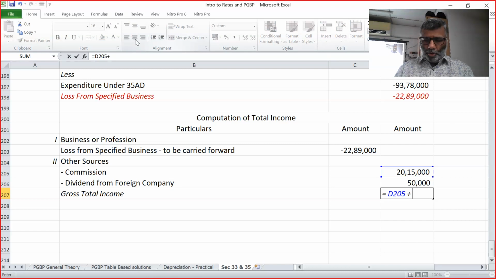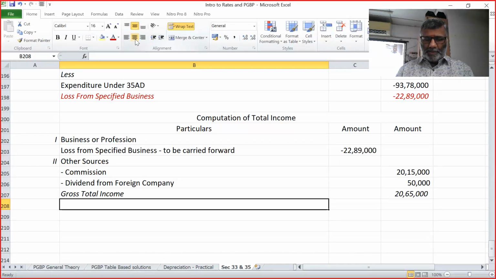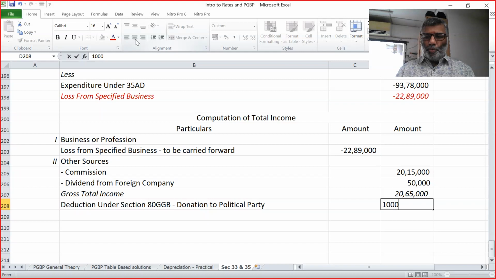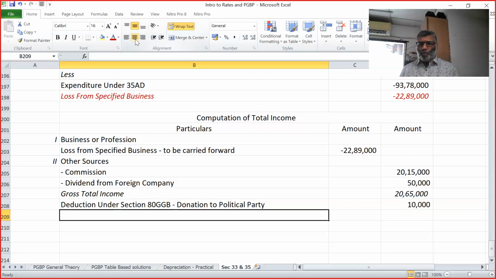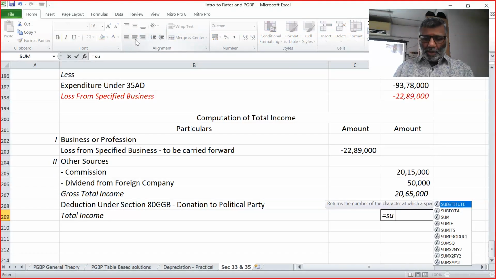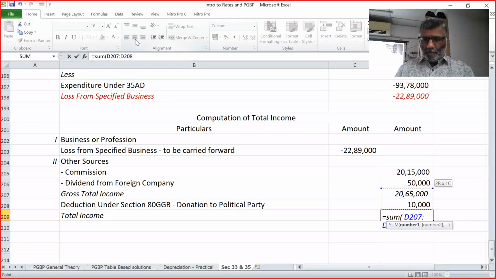Though I assure you that you will study this later, still, deduction under section 80GGB, donation to political party. The 10,000 you can claim. We will study this. Don't worry. 10,000 you can claim. So the total income, even though you have a loss, but still you will be paying taxes. Okay.